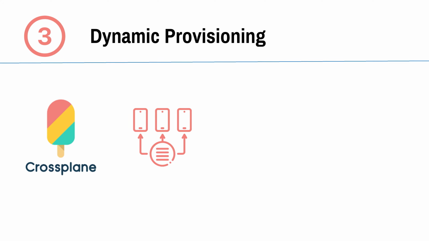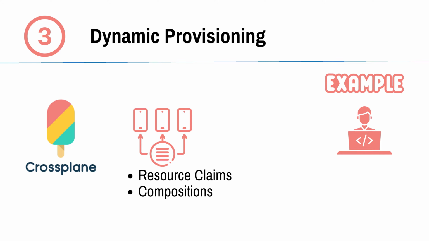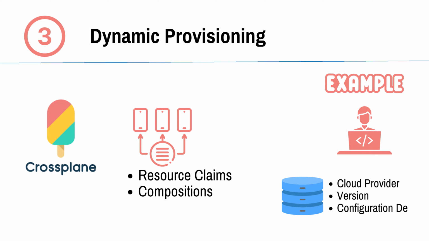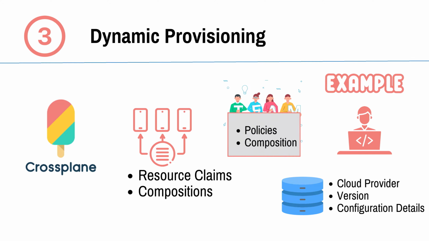The third advantage is dynamic provisioning. Crossplane allows dynamic provisioning of resources using resource claims and compositions. For example, an application developer can simply ask for a database without worrying about the underlying cloud provider, version, or configuration details. Policies and compositions defined by the infrastructure team handle those specifics.